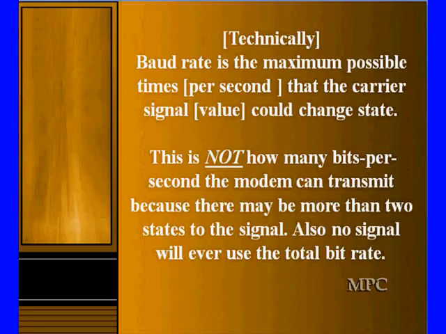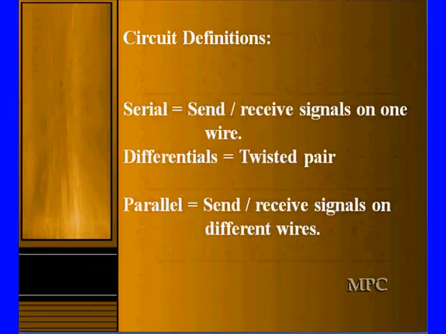Technically speaking, baud is the maximum possible number of times per second the carrier signal could change states. It is not how many bits per second the modem is transmitting. There are more than 2 states to a signal, and no signal would use the maximum total number of bits during a transmission. The circuits we're talking about are broken down.